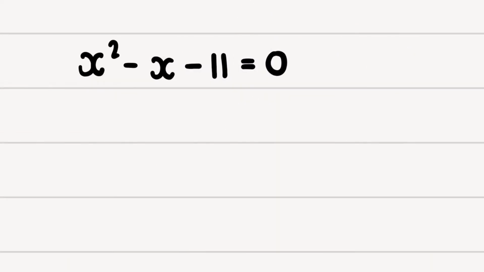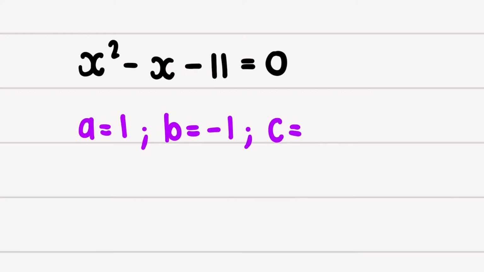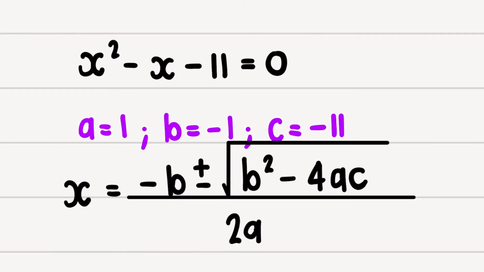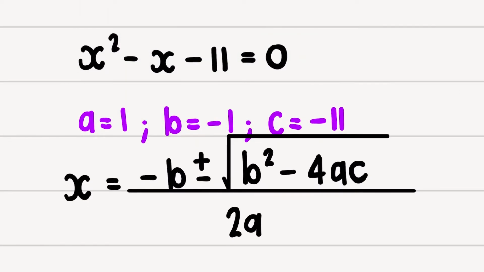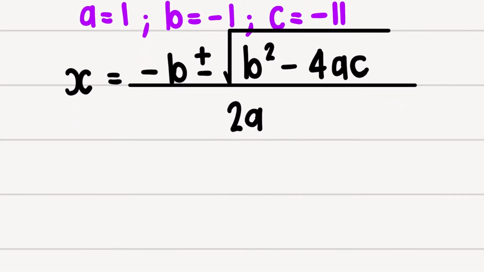Looking at our next example of x squared minus x minus 11, I'm going to start by listing my values. So the a value is the coefficient of the x squared, which is 1. The b value is the coefficient of the x, which is not 1, it is negative 1. And the c value is the constant term, which in this case is negative 11. Now I'm going to use my formula, x equals minus b plus minus the square root of b squared minus 4ac over 2a, which we have to learn off by heart. We are going to now substitute our values into this formula.